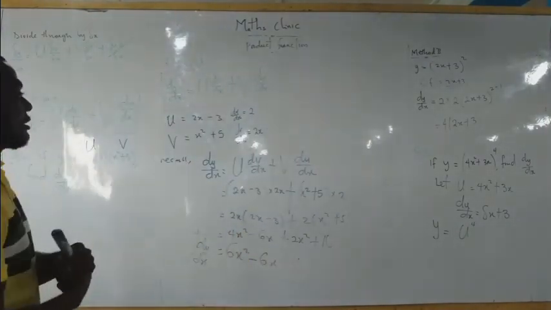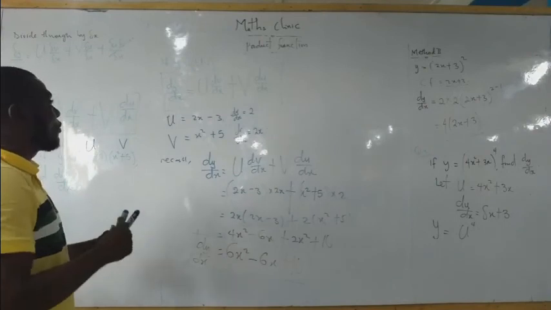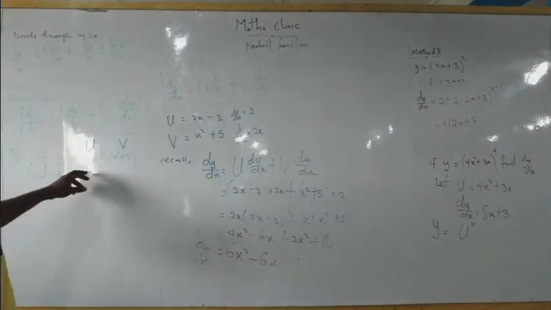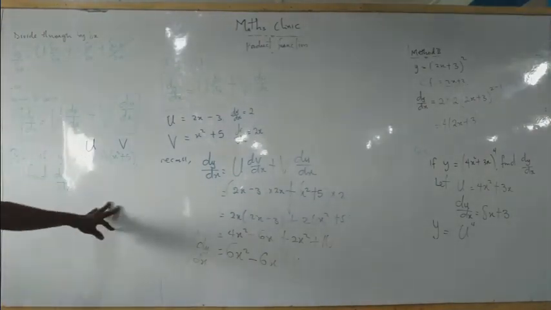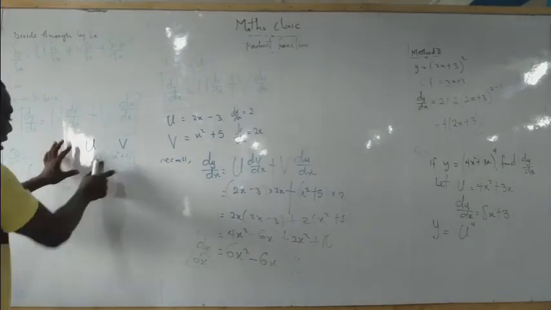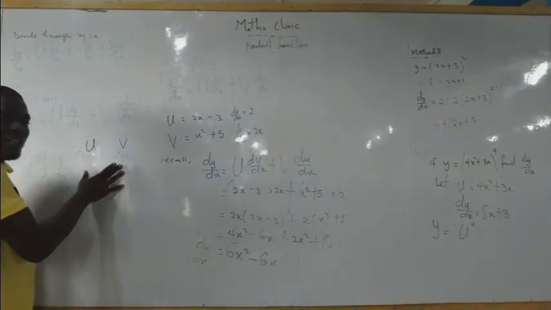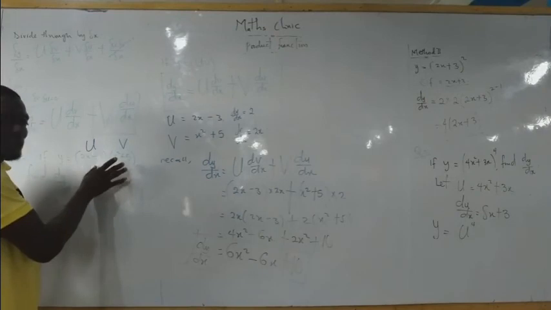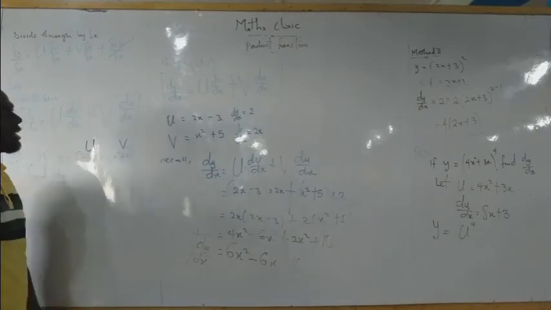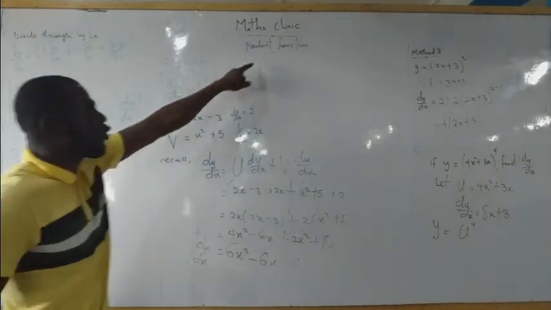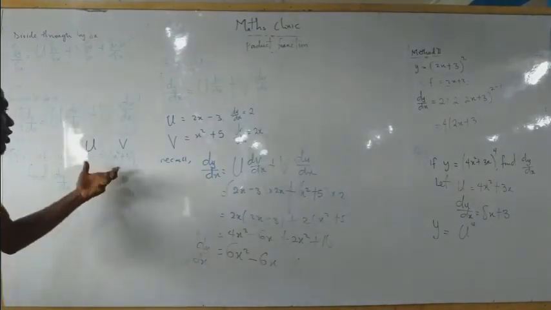That is the derivative of 2x minus 3 and x squared plus 5. When you have something like this, the sign joining the two brackets together is the multiplication sign. That's product. That's what we call a product function. Please take note.